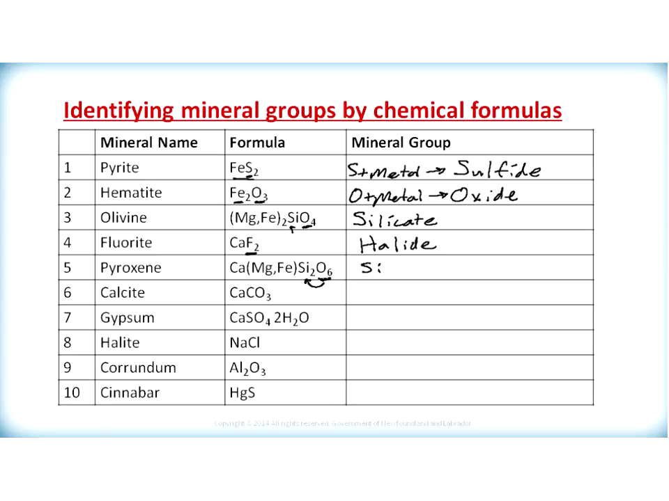Pyroxene does have an oxygen group. Again, we look directly in front of the oxygen group, and we see silica. So silica plus oxygen would classify pyroxene in the silicate mineral group. Example number 6, we have calcite, which has oxygen. Directly in front of the oxygen, we have carbon. Therefore, carbon plus oxygen will classify calcite as a carbonate.